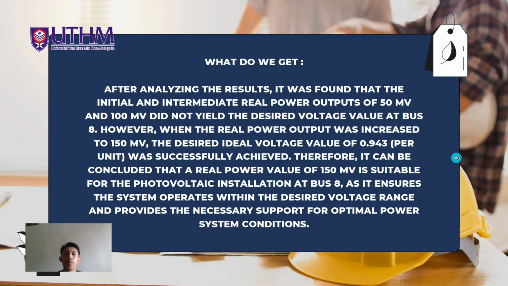What do we get from this part? We can find that the initial and intermediate real power output of 50 megawatt and 100 megawatt did not yield the desired voltage value at bus 8. However, when the real power output is increased to 150, the desired voltage value of 0.943 per unit is successfully achieved. Therefore, the photovoltaic installation at bus 8 ensures the system operates within the desired voltage range and provides the necessary support for optimal power system condition.